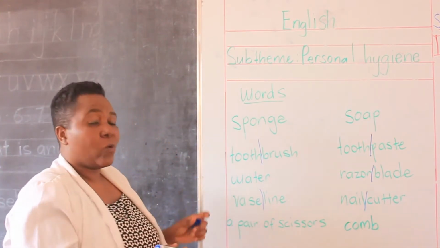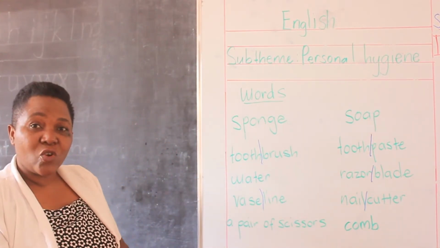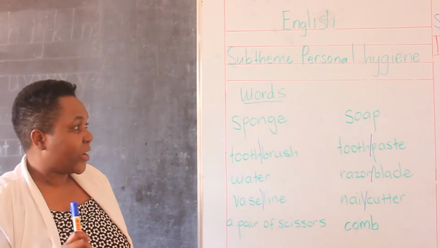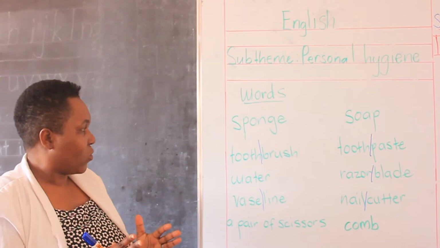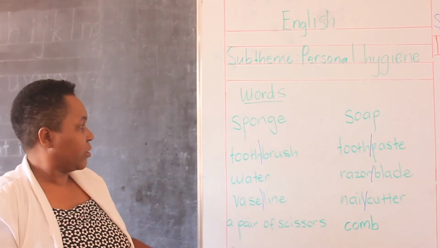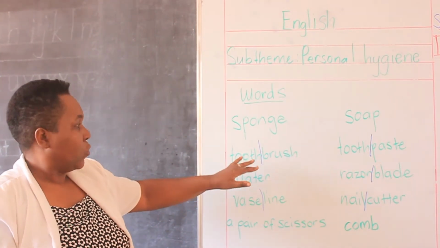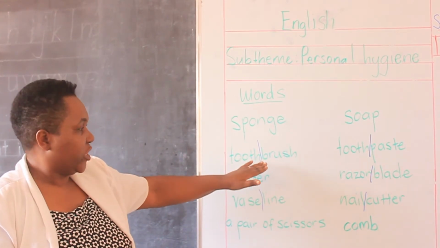Now note, the words that I've said that are called compound words, never write them as two separate words, but always write them as one word. Don't leave any space. For example, the word toothbrush, when you write the word tooth, don't leave any space.